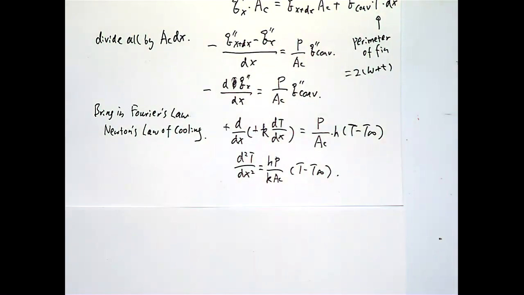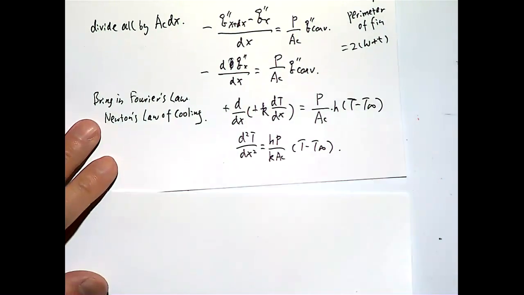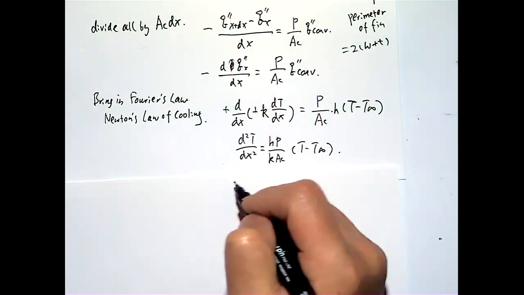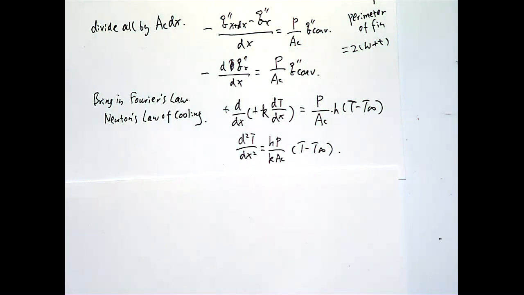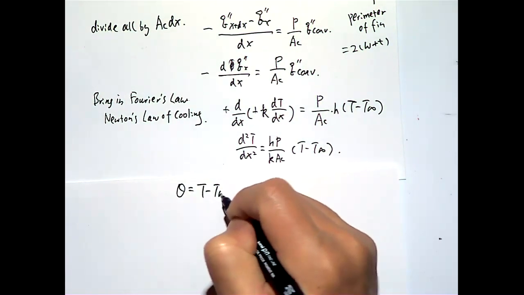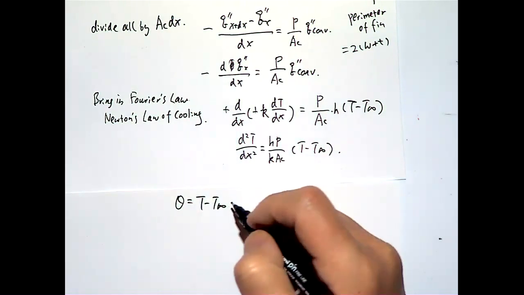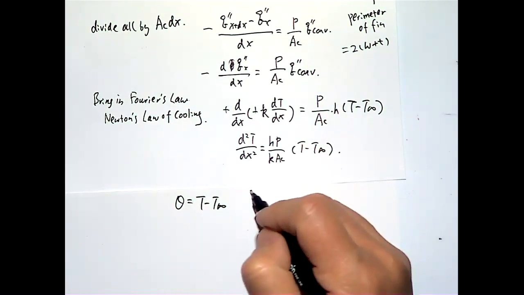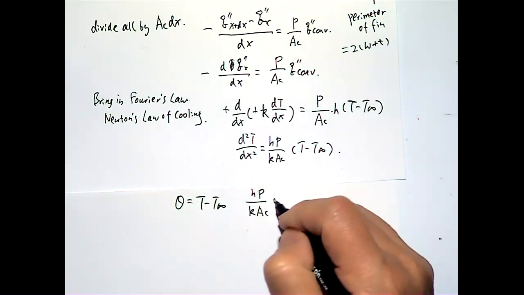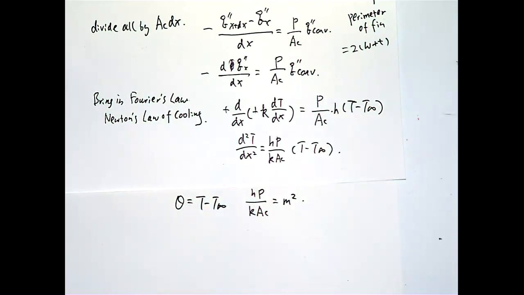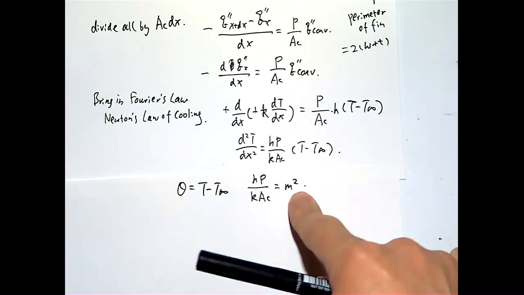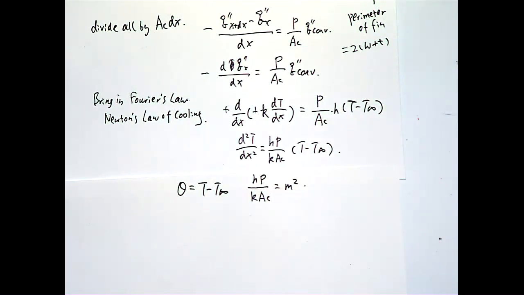To solve this equation, I define two parameters. First, I define the temperature difference between the fin surface temperature and the ambient as theta. So theta equals T minus T infinity, right? And then I define this term, hP over kAc, as m squared. Every parameter here should be positive, so I can define m squared there.